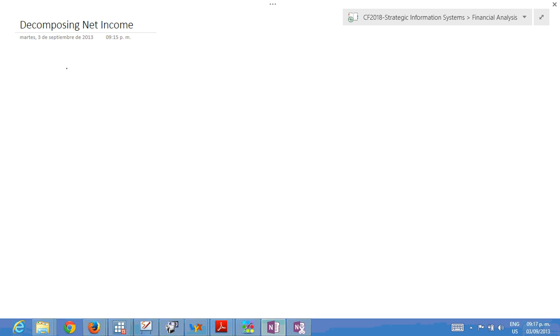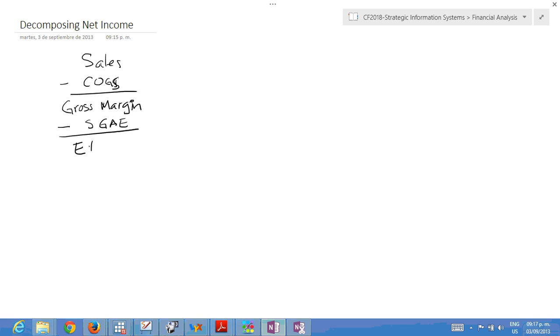If you remember the notation of the variables, you have sales. If you subtract cost of goods sold, we say that this is gross margin. Then if you subtract selling and general administrative expenses, you get what is called EBIT, earnings before interest and taxes.